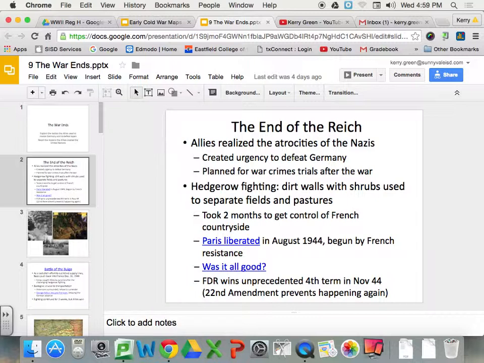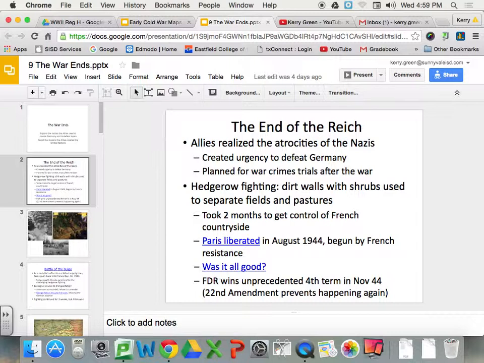FDR will win an unprecedented fourth term in November of 1944, mostly because the war is nearly over and nobody wants a change in leadership at that point. This is the reason why we have the 22nd Amendment, which sets the constitutional limit that presidents can only serve two terms. That was a direct result of FDR winning that election in November 1944.